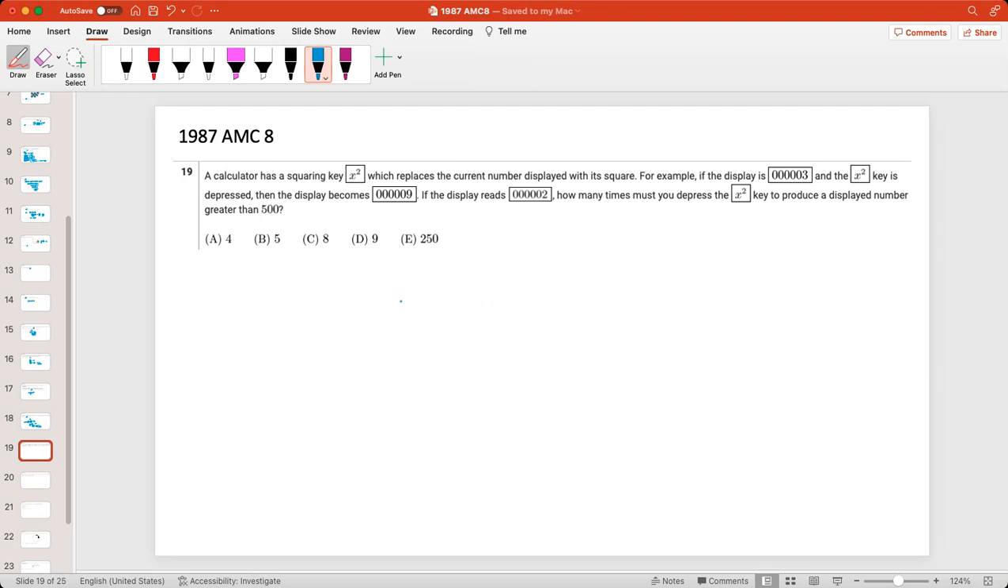We just use the brute force technique for this, which is just calculating the answers. If you press once, you will get 4. Now you press again, it's squaring each time, right? So 4 square is 16. Now 16 square is 256. Now when we square again, this will be a number definitely greater than 500. So it's the fourth press.